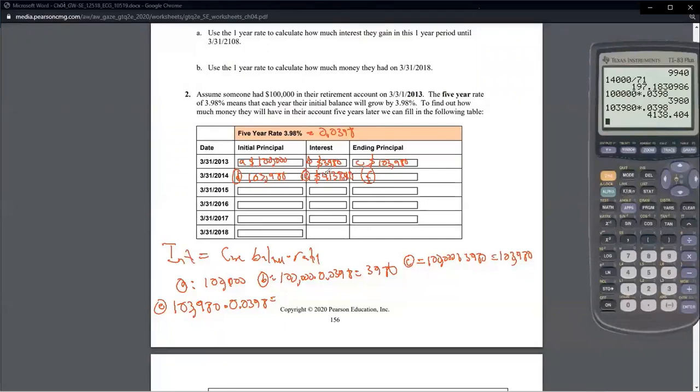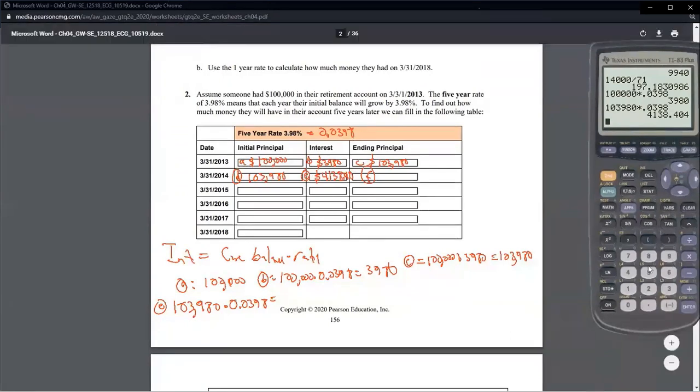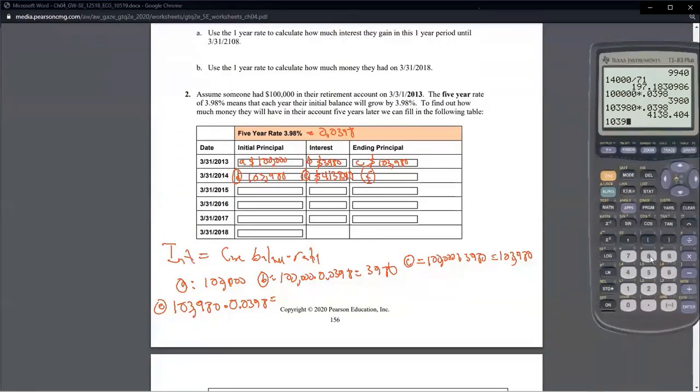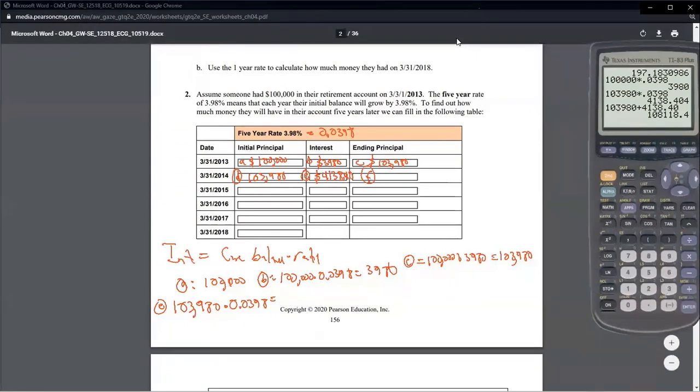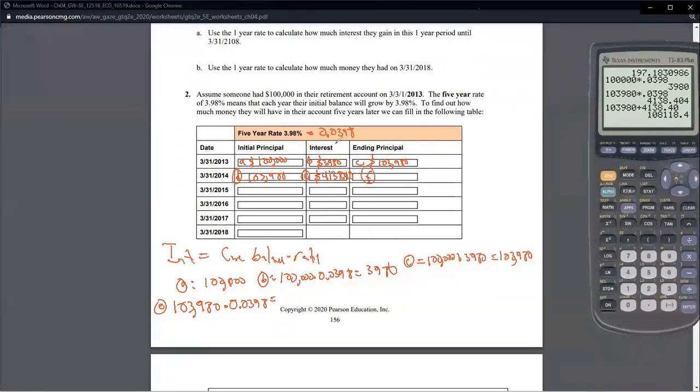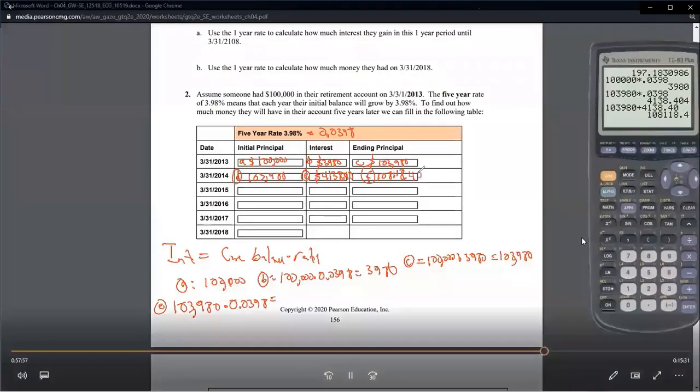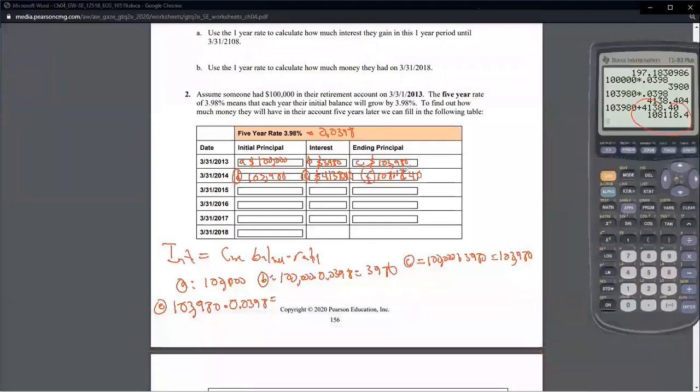And then block F, we're just going to take block D and block E and add them. What we had in the account plus what the bank just gave us for free. So we're going to take the 103,980, and we're going to add the 4138.40 to give us 108,118. Sorry, it's a little sloppy. I really dislike that, but you can see the answer in the calculator at least. This is what that should be.